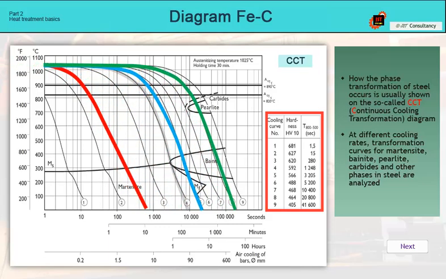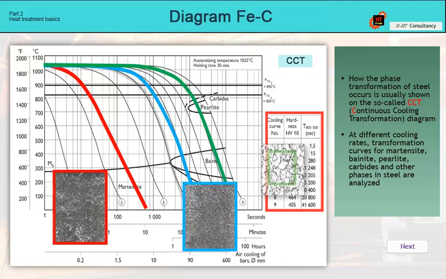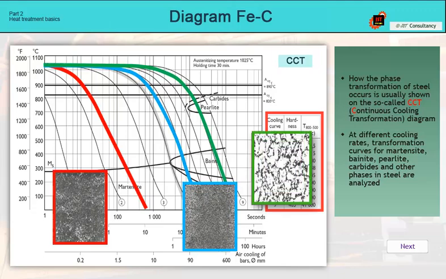The CCT diagram is prepared for each steel individually and clearly shows the phase transformations in steel according to its alloying and the amount of carbon. So, it's an image of our iron-iron carbide binary diagram, but it takes into account both the chemical composition of the steel and the cooling rate.